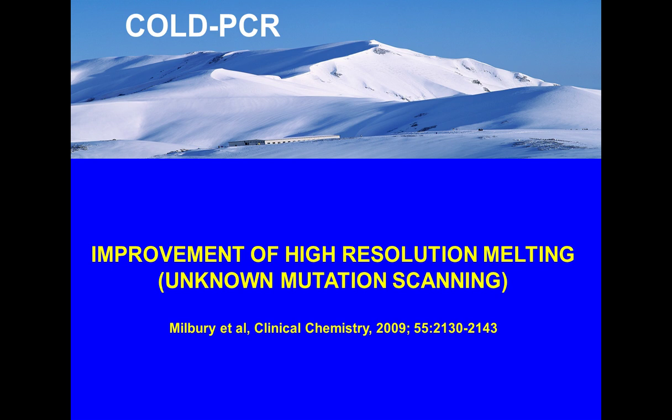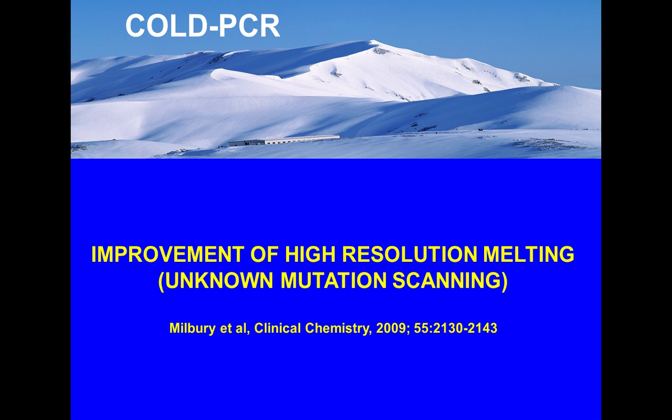Next is the improvement of high-resolution melting by using COLD-PCR prior to melting. Now, high-resolution melting, as you know, is one of the most commonly used methods for mutation detection because of the reliability and the ease of use and the very low cost. These days, a lot of PCR instruments come with a standard high-resolution melting mode.